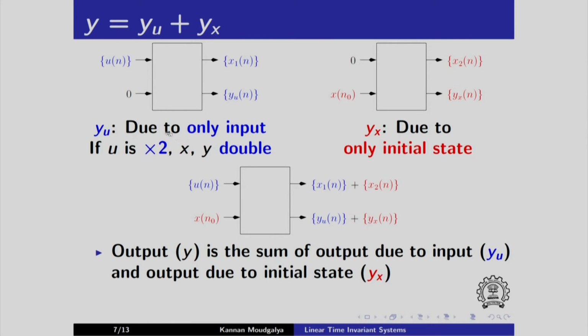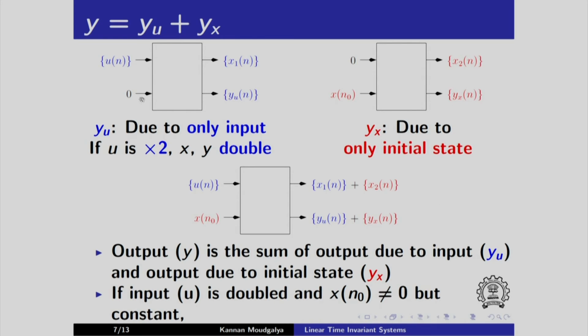Now, what do I do? Let me add these two. What linear combination? I am saying this plus this, alpha and beta are 1. So I am using alpha and beta to be 1 here also. In other words, just add them. So, we say that output y is the sum of output due to input, which is this, and output due to initial state, it is this.